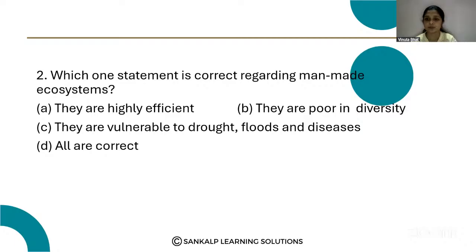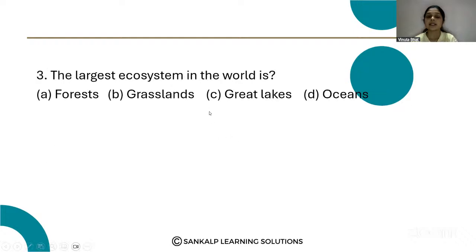Let's move to question number 3. The largest ecosystem in the world. Option A, forest. Option B, grassland. Option C, Great Lakes. Option D, oceans. So forest, grassland, Great Lakes, ocean, these all are examples of ecosystems.